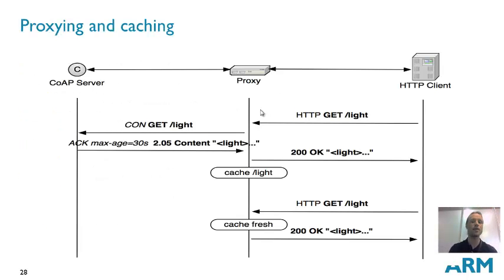And a proxy might look like this. For example, an HTTP client making an HTTP GET to /lite would just be converted to a CoAP GET, and vice versa, the response comes back. That can be cached. We have cache rules. In this case, the max age is set to 30. That means that light representation can be kept for up to 30 seconds.